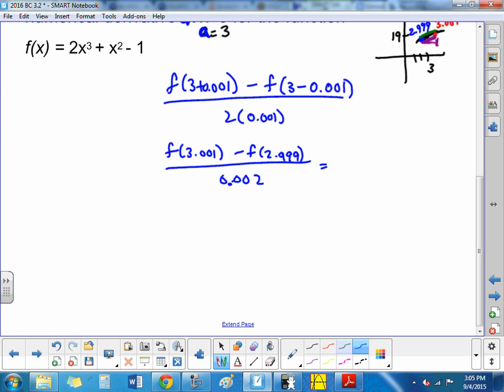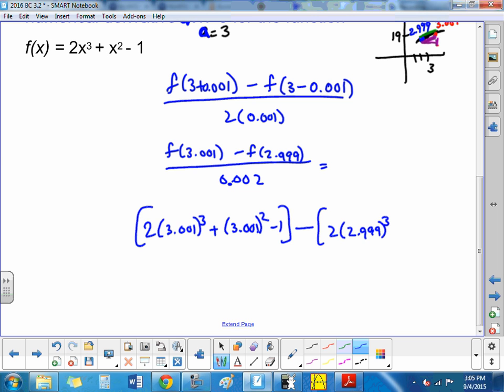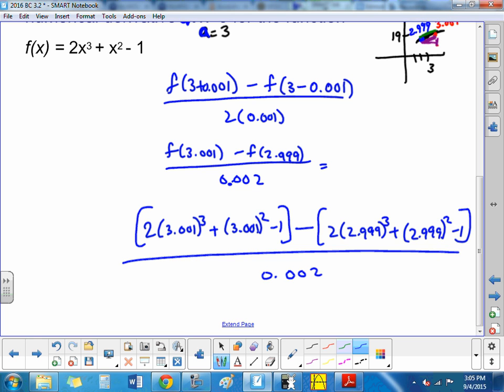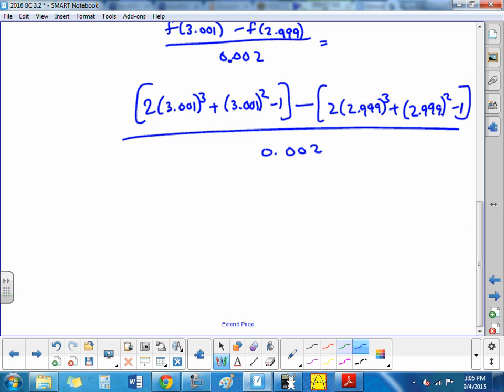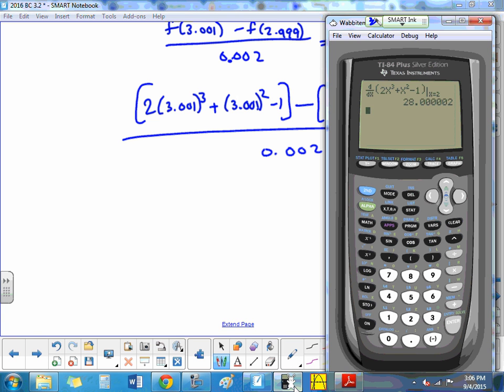So it's basically going to all get plugged in. We have 2 times 3.001 cubed plus 3.001 squared minus 1, minus 2 times 2.999 cubed plus 2.999 squared minus 1, all over 0.002. And when you run this, you'll need a calculator probably, but it could be even a basic 4-function calculator, or even just a calculator with no science features, like one of those you use when you're 3 years old.